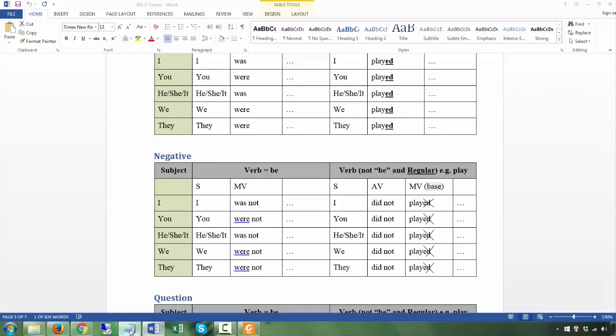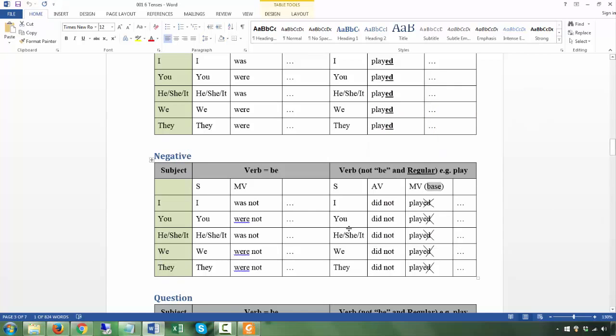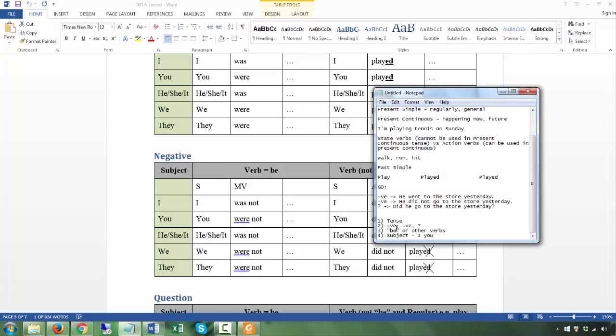And the last question, what subject? Is it I, you, etc.? I or you or he, she, it, or we or they. Then if it's you, this is the way to write this. Now 2 or 3 you can do first, and then after that, this is up to you. It doesn't really matter.